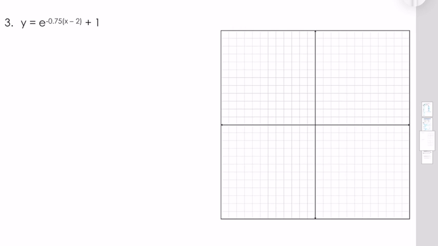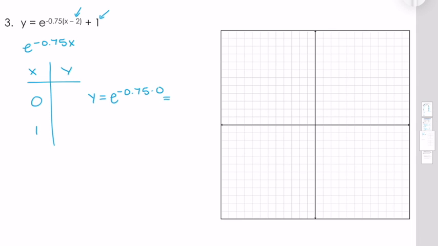All right, number 3 and number 4, we're going to have to do some shifting because we see the x minus 2 and the plus 1 on the outside. So shifting rules do not change. We're going to do the same thing we used to do in lessons 1 and 2. So we are going to figure out what the graph of e to the negative 0.75x is, and then we'll shift it. So plugging in 0 and 1 into that.